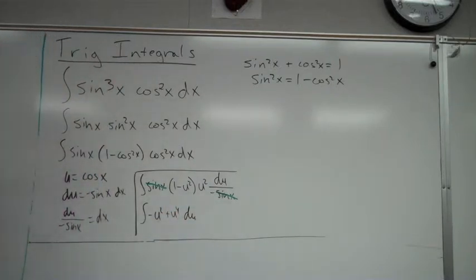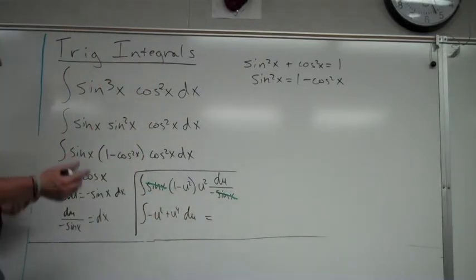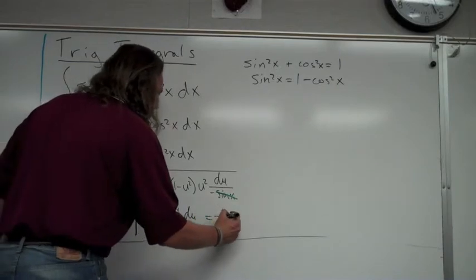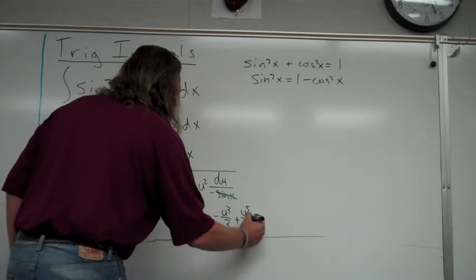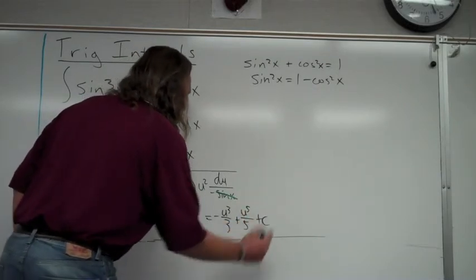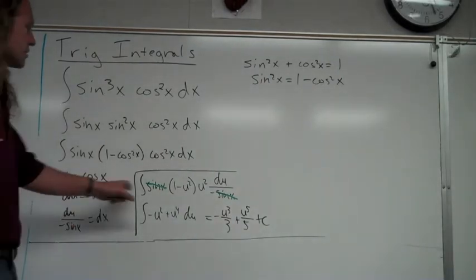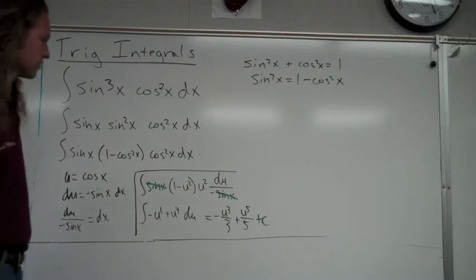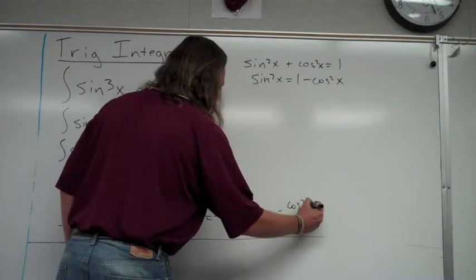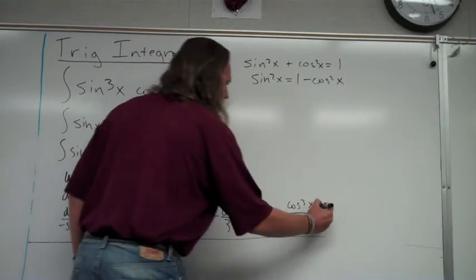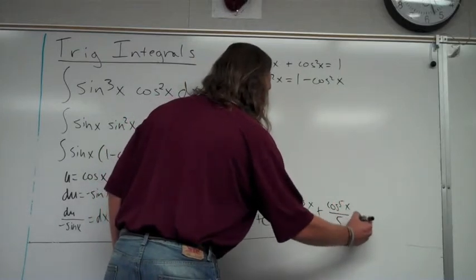Okay. And then now I'm set up in a way that I can easily take the antiderivative. So I just go ahead and do the antiderivative, negative u cubed over 3 plus u to the 5th over 5 plus c. And my last step is I need to go ahead and plug back in my cosine x where I see u, because that's what I did my u substitution with. So it's going to be negative cosine cubed x over 3 plus cosine to the 5th x over 5 plus c.